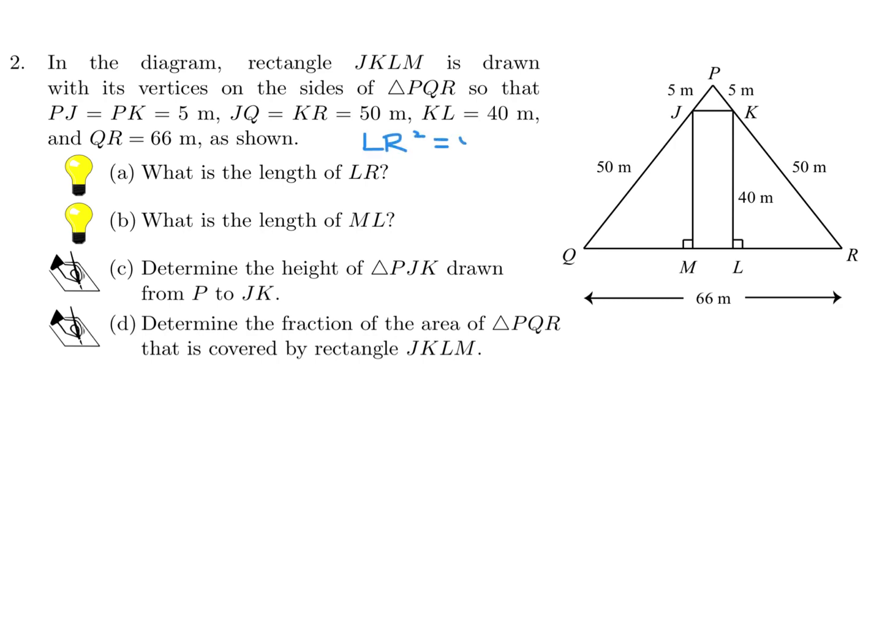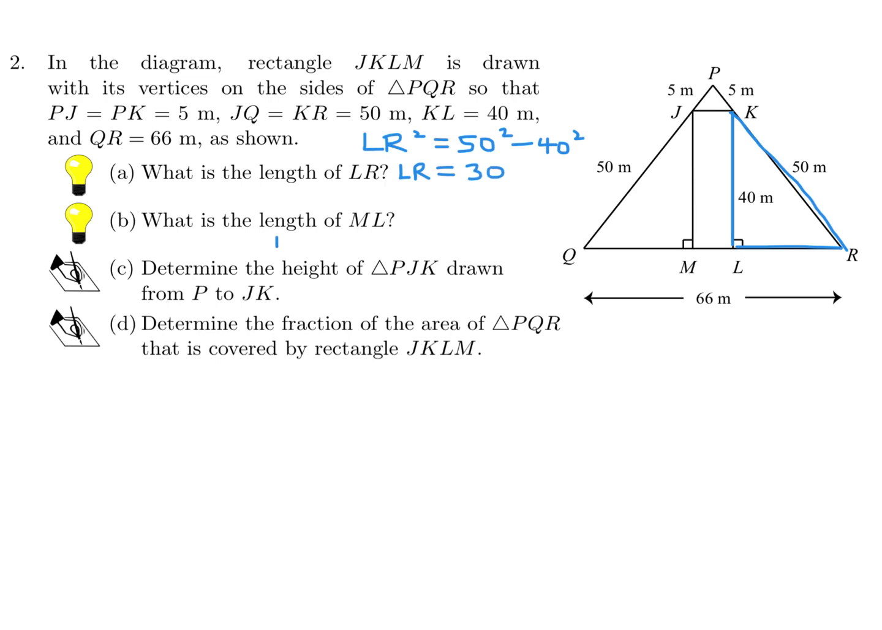LR squared is 50 squared minus 40 squared, based on, well, where's LR? This is LR, and you're just using this triangle, I guess. So fairly straightforward. And if you do this math, you get LR equal to 30. What is the length of ML?